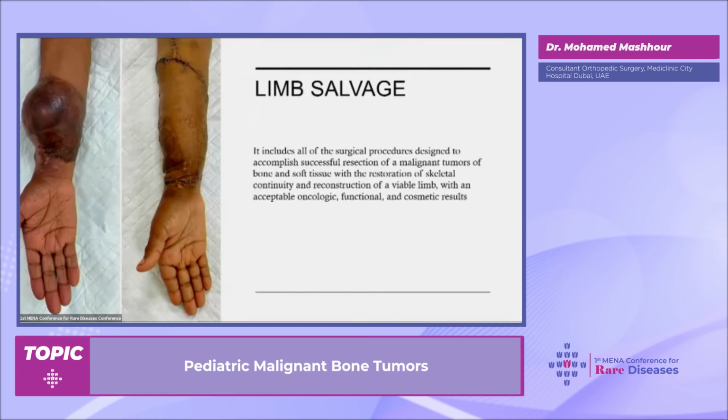This man has 10 years of suffering with 13 recurrences of his tumor. It's dermatofibrosarcoma protuberans. It's very low grade, very recurrent, with a 50% recurrence rate of malignancy. What we did for him is a surgical procedure designed to accomplish successful resection of the malignant tumor from the bone and soft tissue with restoration of skeletal continuity, reconstruction of a viable limb with acceptable oncologic, functional, and cosmetic outcome. This is exactly what we did.